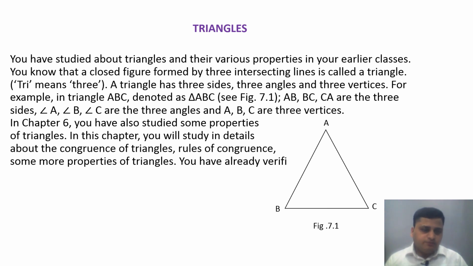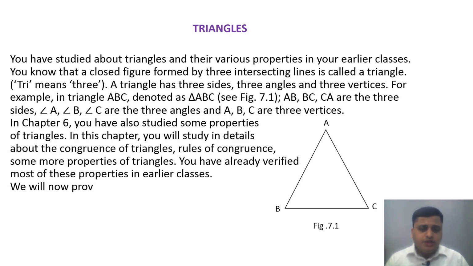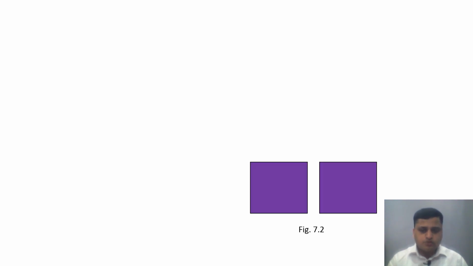In the sixth chapter, you have already studied some properties of triangles. In this chapter you will study in detail the congruency of triangles, the rules of congruency, and some more properties of triangles. You have already verified most of these properties in your previous classes. We will now prove some of them.